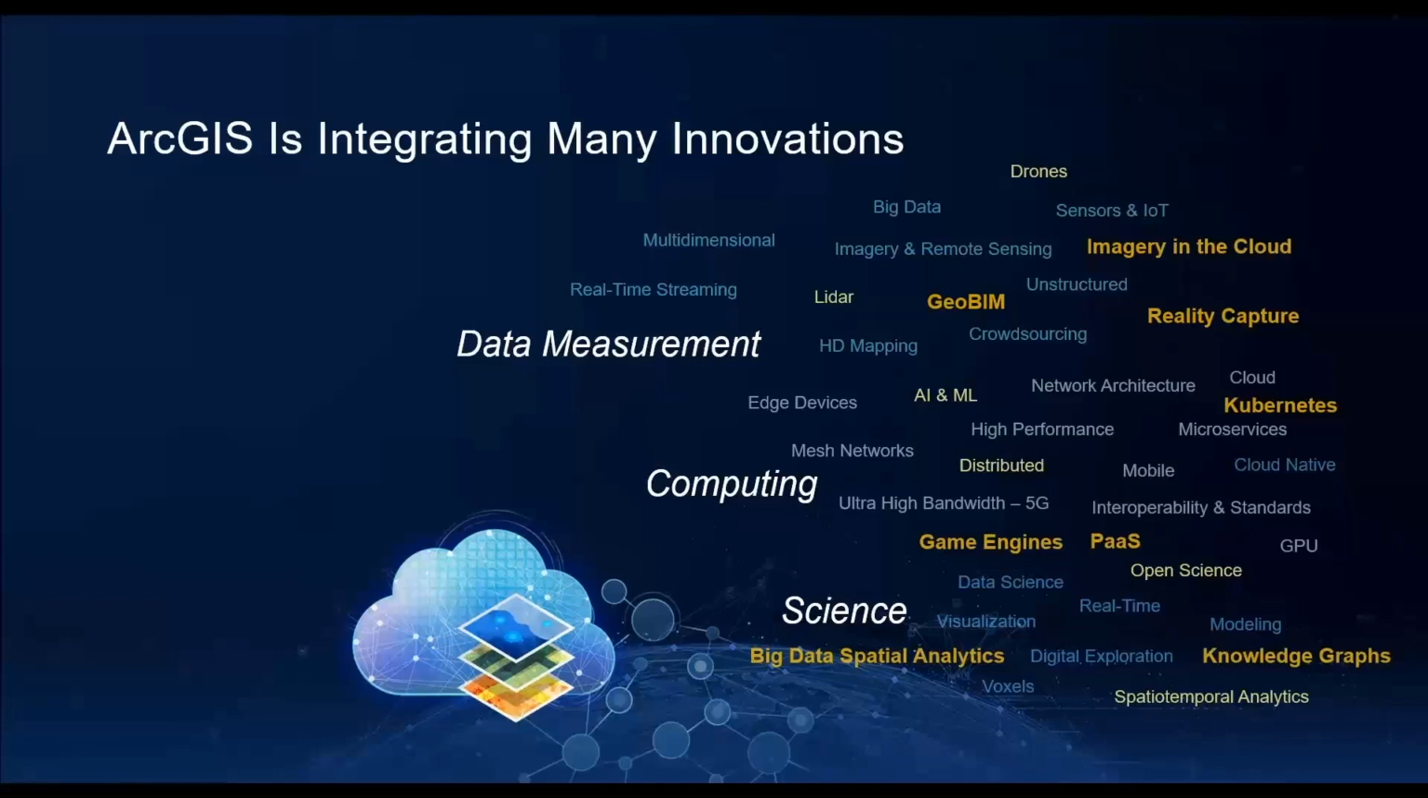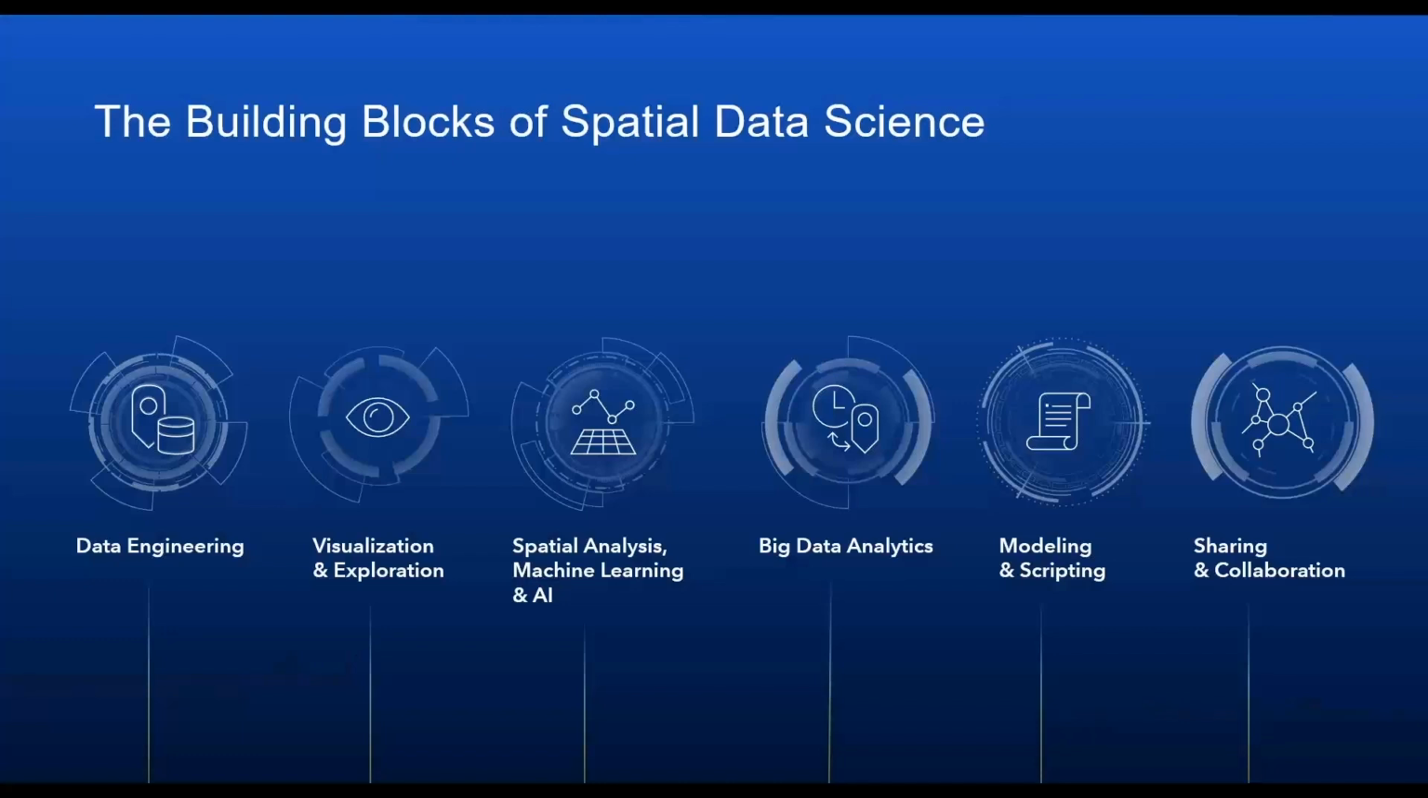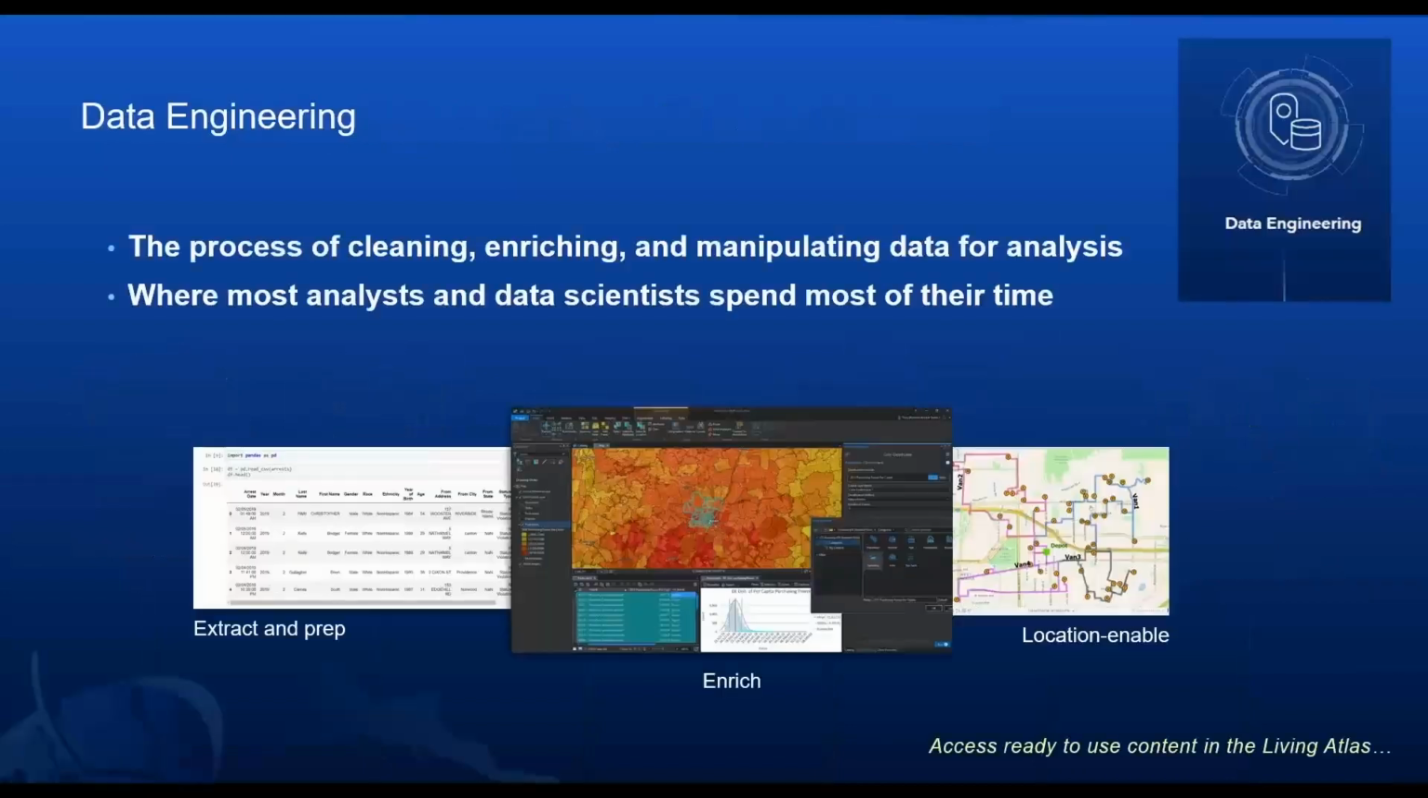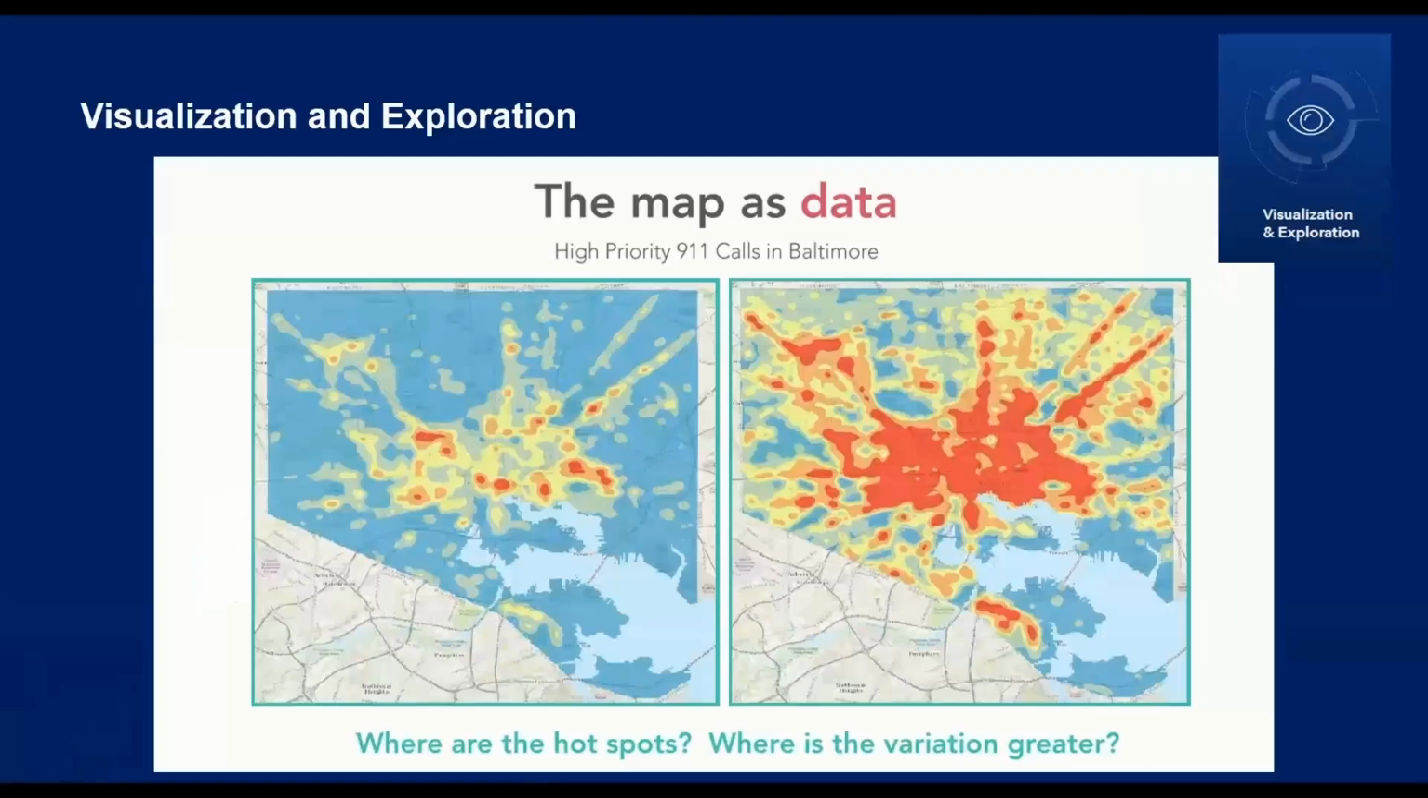So we're going to start out today talking a little bit about the building blocks of spatial data science. Now, some of you may be familiar with this, but it all begins with data engineering. From there, we'll move on to look a little bit at visualization and exploration, conducting spatial analysis, perhaps using models and scripts, and then finally sharing our results and collaborating. Now, data engineering is perhaps not the most exciting task, but it is most important. It's all about cleaning your data and getting it ready to put into a tool or model. And this is where most analysts in data science spend most of their time.